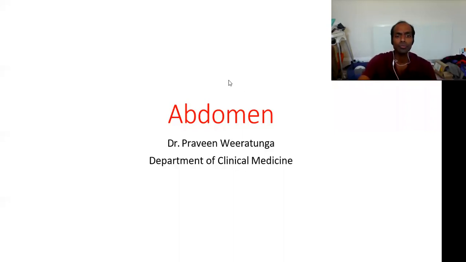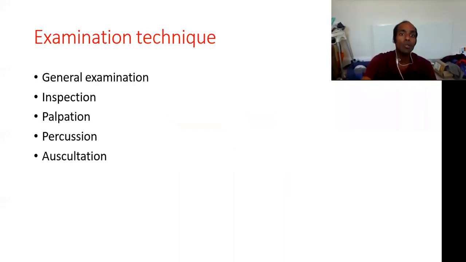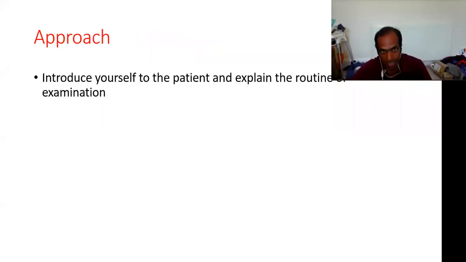Okay, Hari. So the first part of this presentation, we are going to talk about the technique. Now, as with all the systems we have discussed, the abdominal examination is similar, where you have a general examination and then the abdomen proper. The abdomen proper, you have the inspection, palpation, percussion, and auscultation, the usual components you would have in the examination. Obviously, like in the other systems, you introduce yourself to the patient, explain what you are doing.